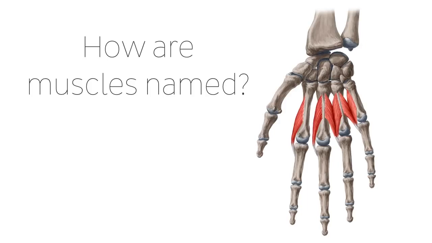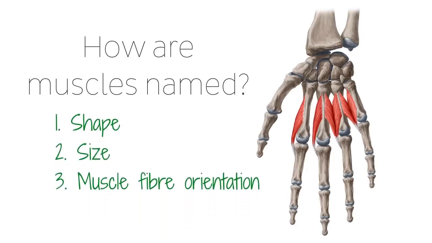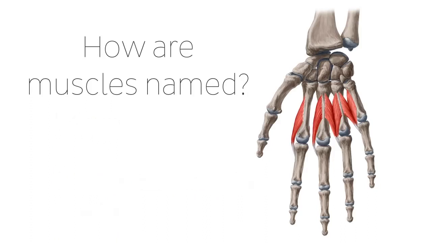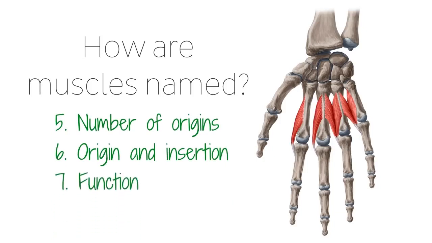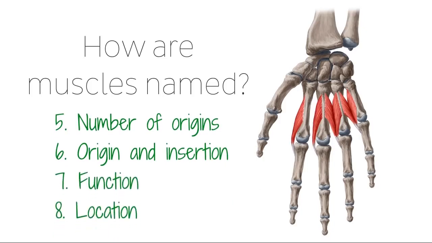And there are quite a few basic conventions when it comes to the naming of a muscle. And once you understand these basic conventions, it becomes much easier to identify them. So in the following slides, we're going to have a look at some basic methods used to derive the name of a muscle, which usually take into account one or more characteristics of the muscle. And these characteristics include shape, size, orientation of fibers, action, number of origins, origin and insertion, function, and location. And we'll talk a little bit about each of these as we go along.